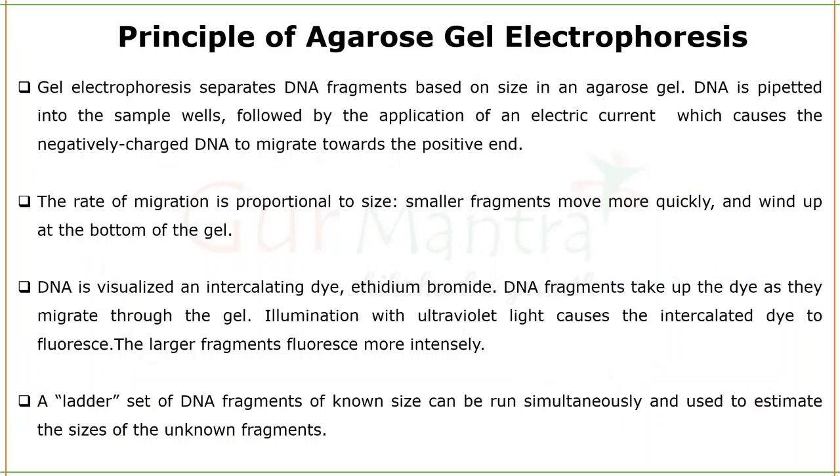So what is the principle of agarose gel electrophoresis? Gel electrophoresis separates the DNA fragments based on size. DNA is pipetted into the sample well and you apply the electric current. The electric current causes the negatively charged DNA to migrate towards the positive end. So this is the first step.